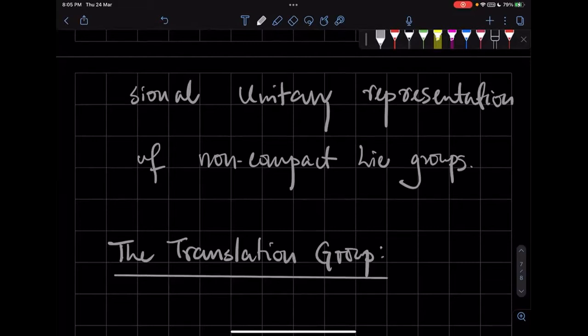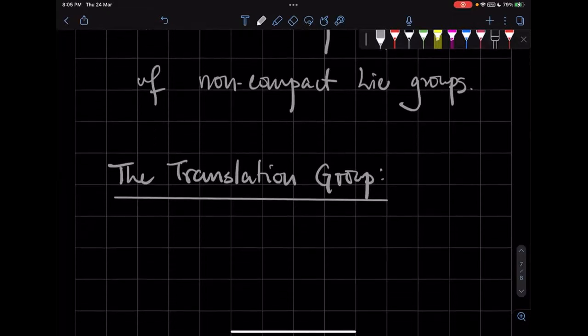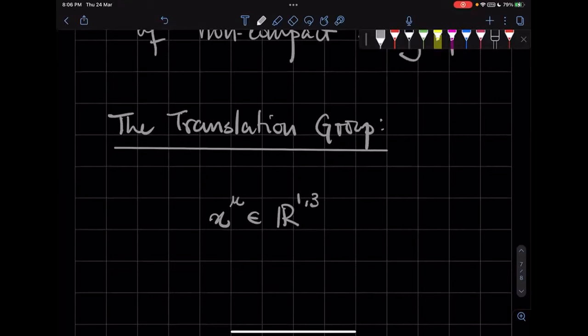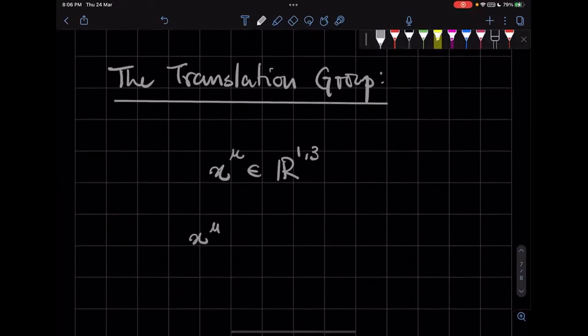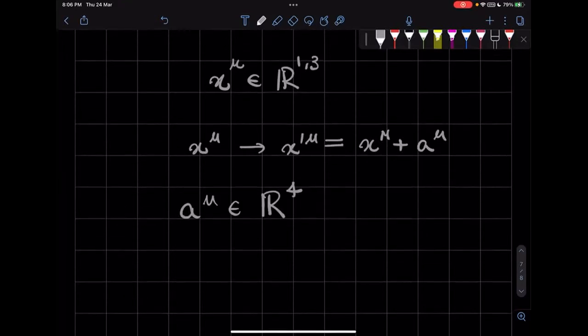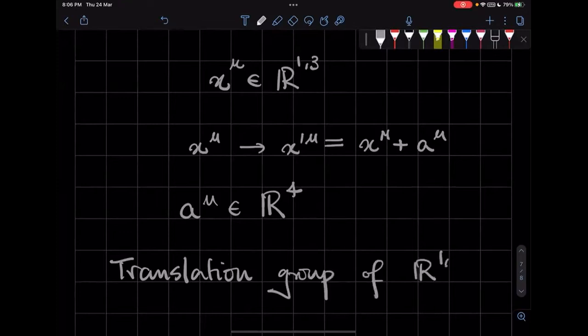So suppose that X is a point in Minkowski space. Right, so we represent X as X mu, right? Now, if I transform X mu to X mu prime, what we do is that we add A mu as constant. So A mu is a set of 4 numbers taken from R4. So then we see that this is a group, right? So this is called the translation group of the Minkowski space-time R1,3.